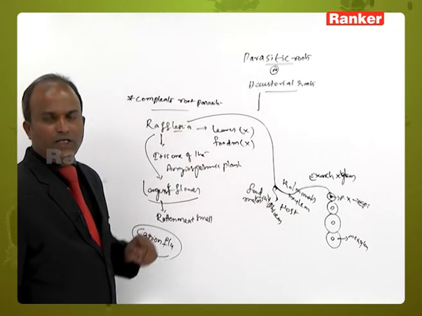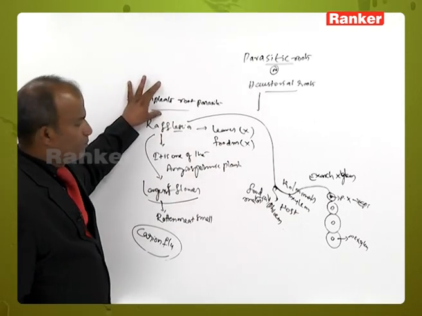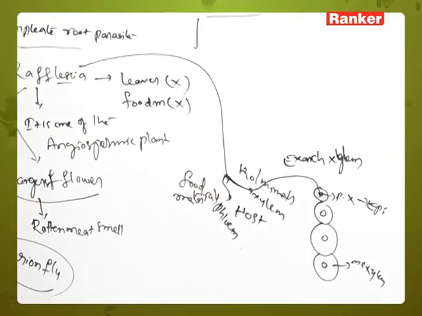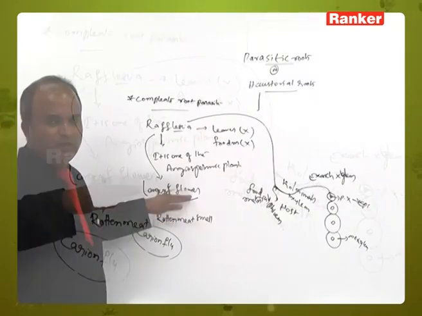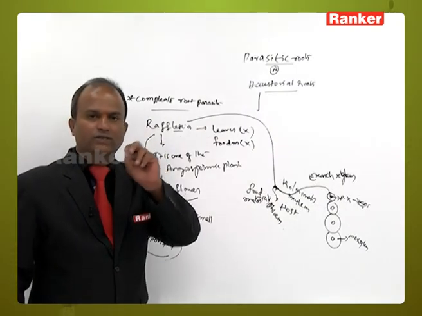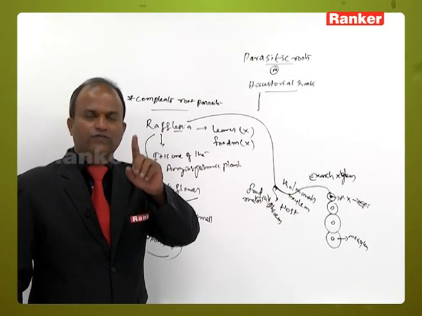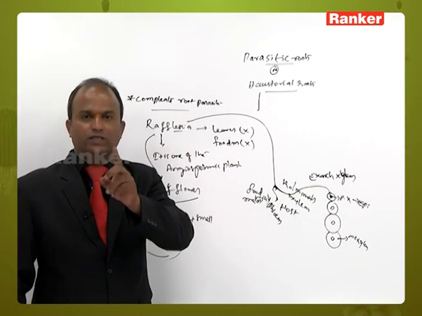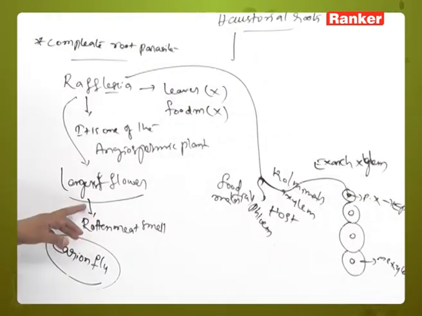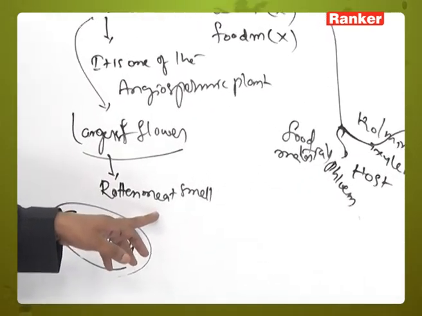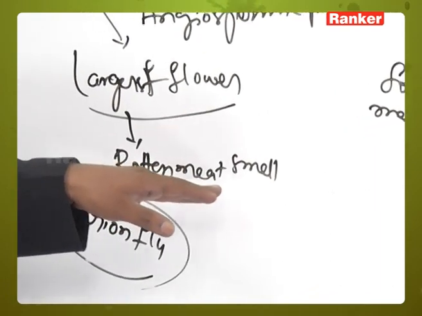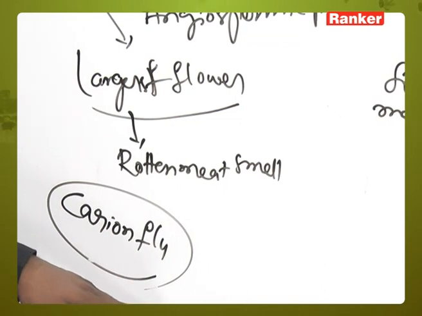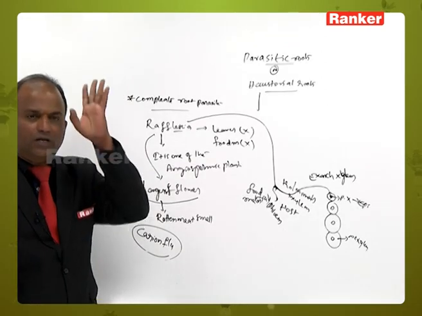This is about complete root parasite. Once again, complete root parasite is nothing but Rafflesia, which is one of the angiospermic plants. It produces the largest flower, but Rafflesia is not called the largest flowering plant. Largest flowering plant is a wrong option, but it produces the largest flower, yes, that is the correct option. This flower gives a bad odor, a rotten meat smell, which attracts the carrion fly, due to which the pollination occurs.